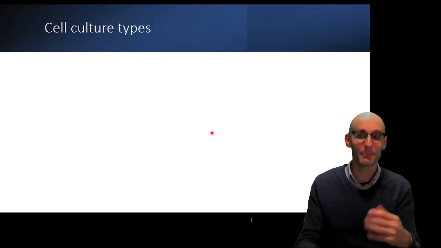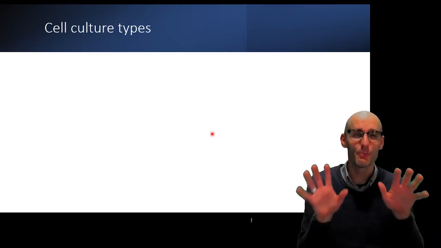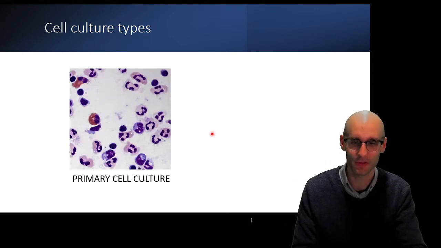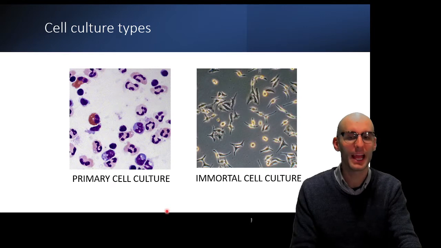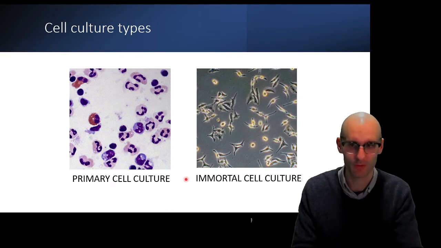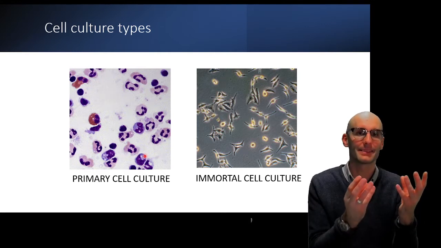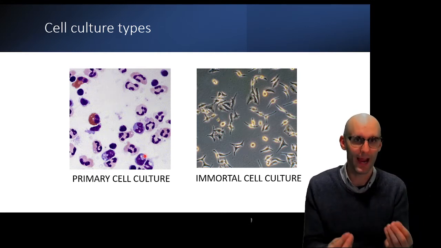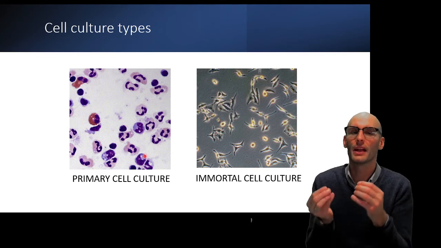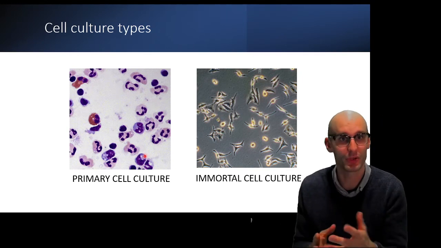There are other ways to break up cell types, and this is probably the two big divisions. One is primary cell culture, the other one is immortal cell culture. Primary cell culture is when we take an organism and we take some cells from them in some way, and then we can grow those cells quite temporarily in addition to doing experiments on them.